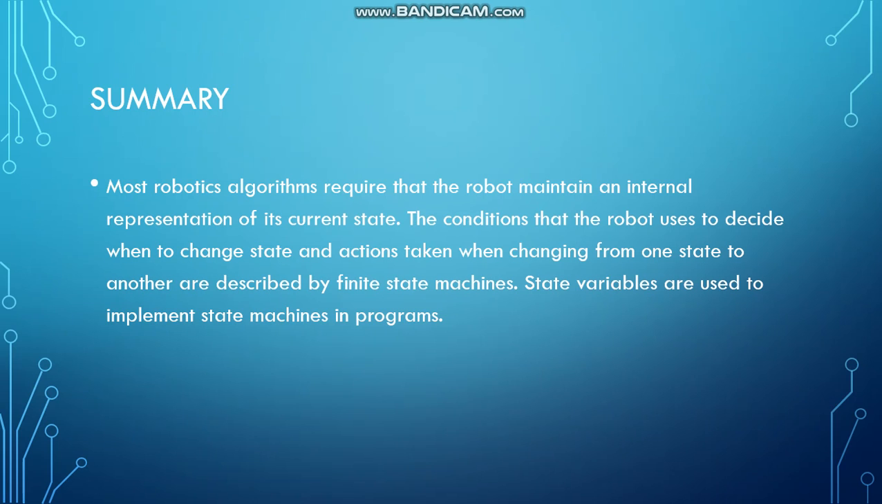So finally, the summary. Most robotics algorithms require that the robot maintain an internal representation of its current state. The conditions that the robot uses to decide when to change state, and the actions taken when changing from one state to another, are described by FSMs. FSMs are used to understand the movements of a robot, rather than turning on the robot and observing what its movement will be. So it's easier to understand a robot using an FSM.